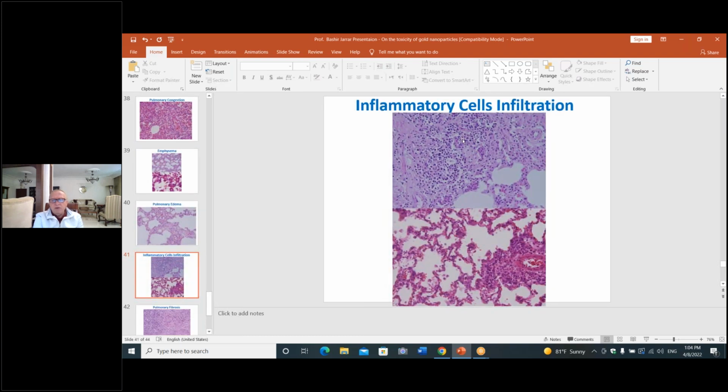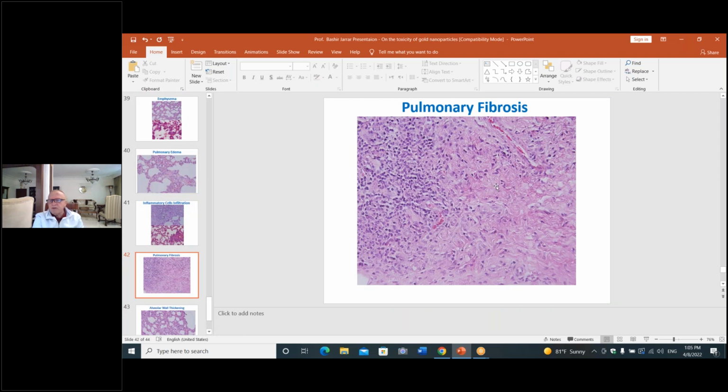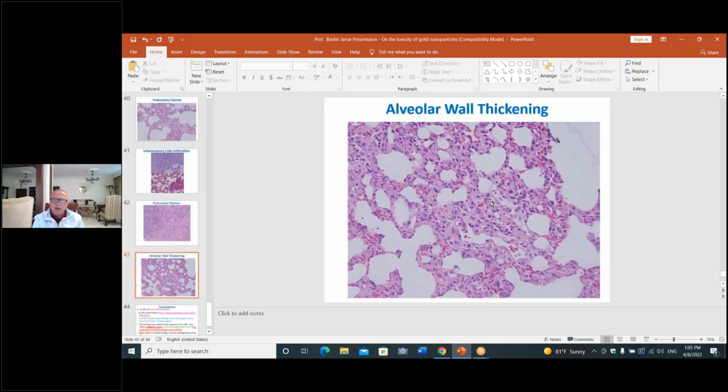Here we have an inflammation, a large number of lymphocytes. The lymphocytes are here, they are inflammatory cells, and they shouldn't be in this place. Here we have the fibrosis in certain parts of the lung of the animals that were treated with the nanomaterials. Here we have the wall thickening.